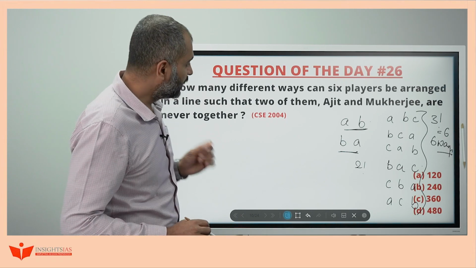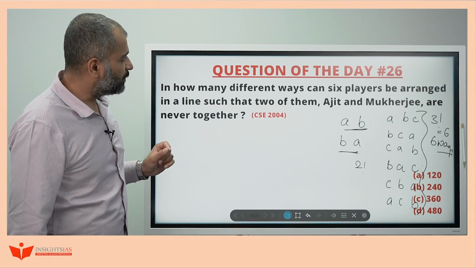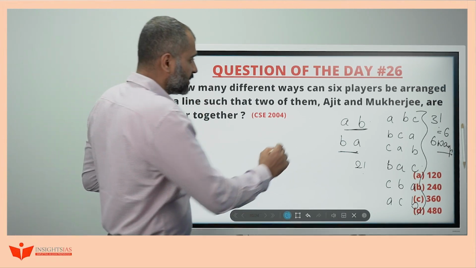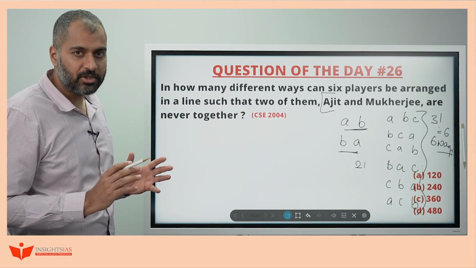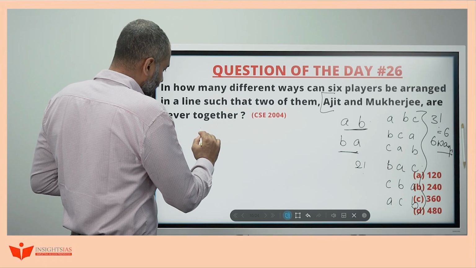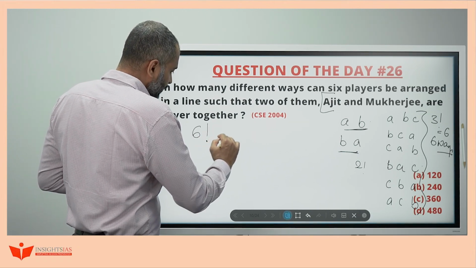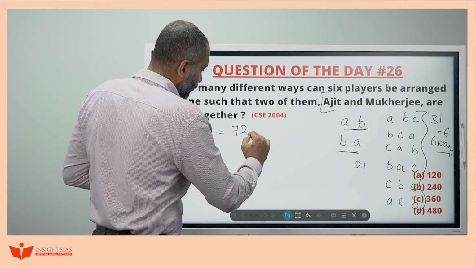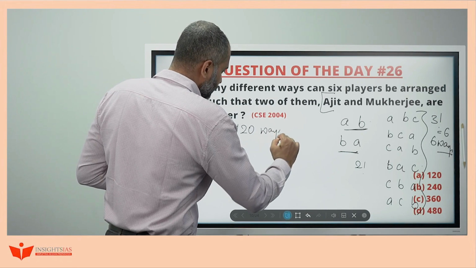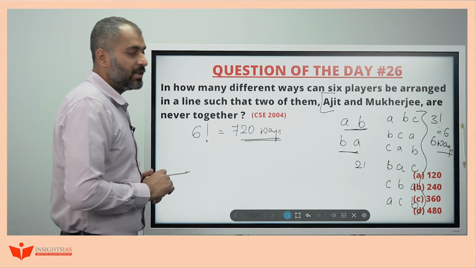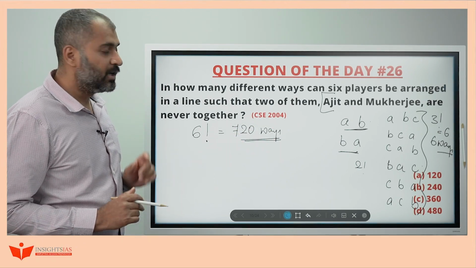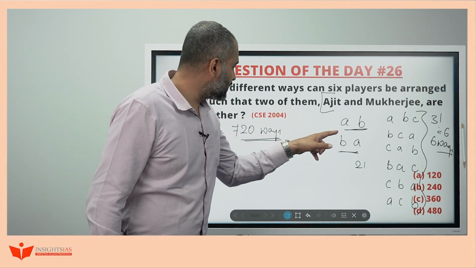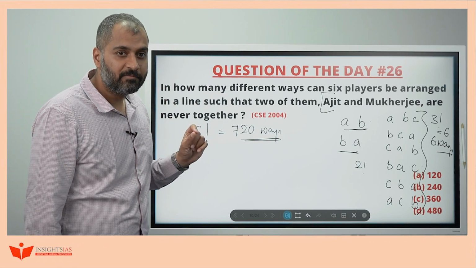6 different ways. Now, if 6 people are there, forget about the condition that Ajit and Mukherjee are never together. So, 6 people means how many different ways can they be seated? 6 factorial, that is equal to 720 different ways. Factorial is always ways. 720 ways we can make them sit by changing the order here and there. Now, Ajit and Mukherjee have to be always together.